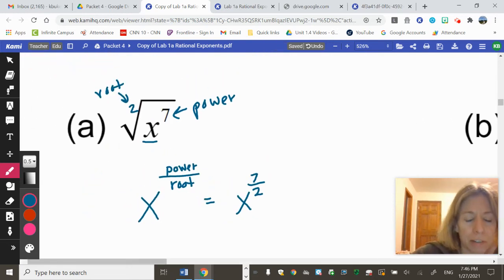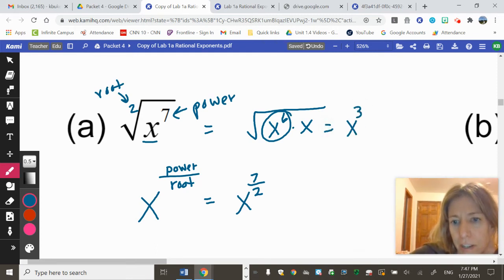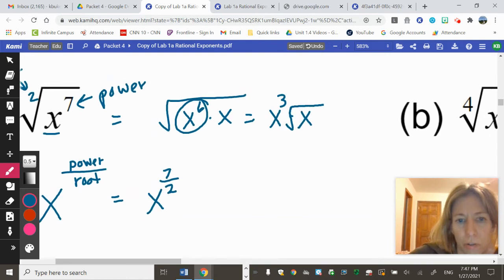Now, maybe you're thinking, well, wait, we've reduced the square root of x to the 7th earlier this year. Okay, so hopefully you actually remember that. And when we have the square root of x to the 7th, remember we changed it to something like x to the 6th times x. And then what we could do is take x to the 6th out because it's a perfect square. So that would give us x to the 3rd times the square root of x, I should say. All right. So hopefully you're following this procedure. This is what we did earlier in the year.